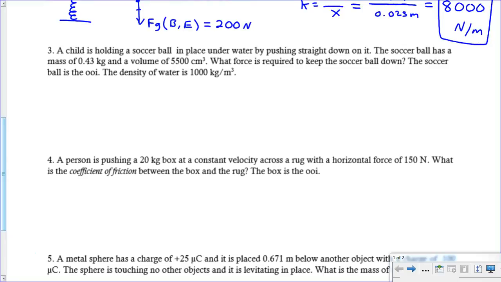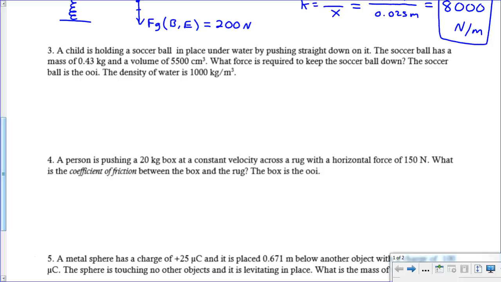For number 3, it says a child is holding a soccer ball underwater by pushing it straight down on it. The soccer ball has a mass of 0.43 kilograms. The volume is 5,500 centimeters cubed. What force is required to keep the ball down? The soccer ball is the object of interest. The density of water is 1,000 kilograms per meter cubed.